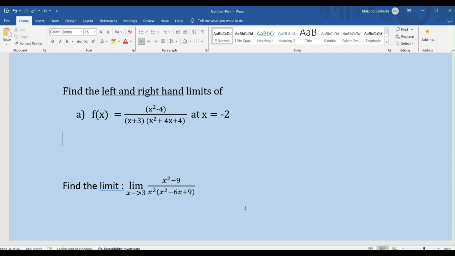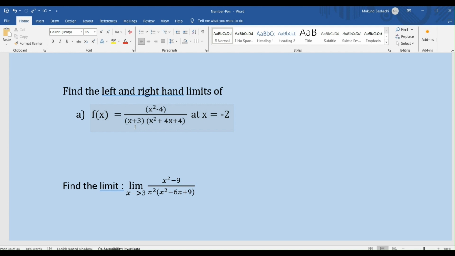Today we have two interesting problems. So you have the problem on your screen. Find the left and right hand limits of f of x equals (x square minus 4) divided by (x plus 3) into (x square plus 4x plus 4) at x equals minus 2.